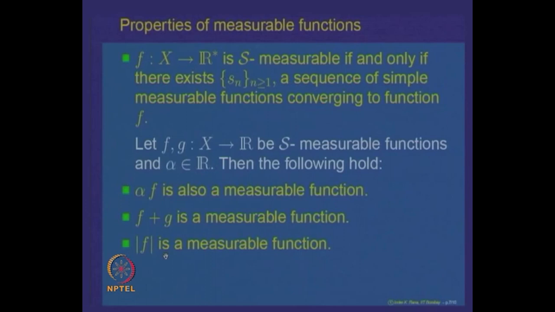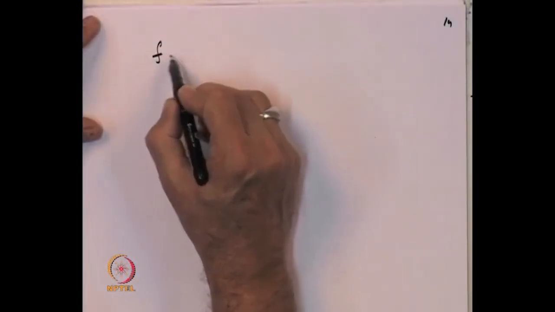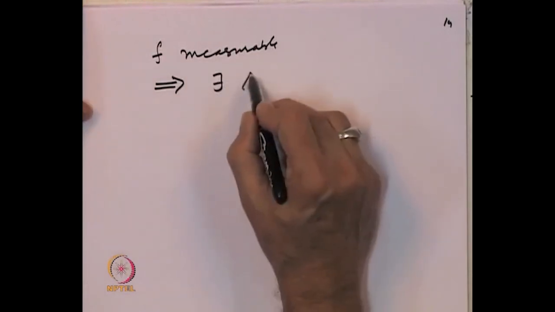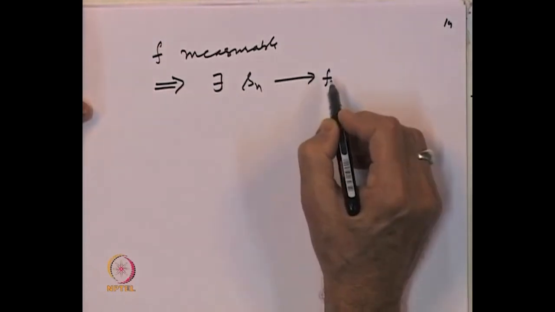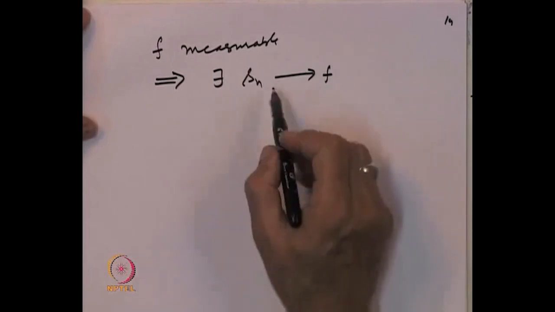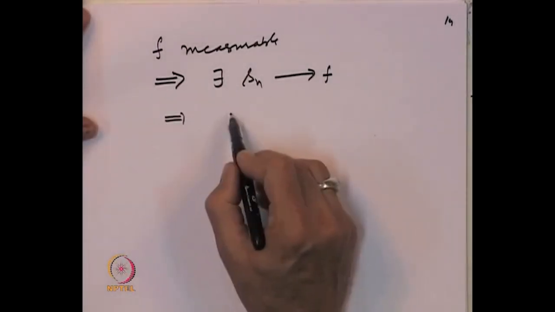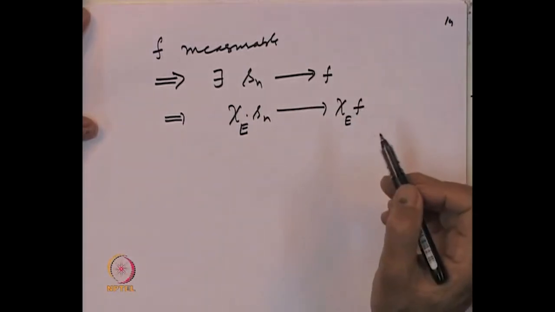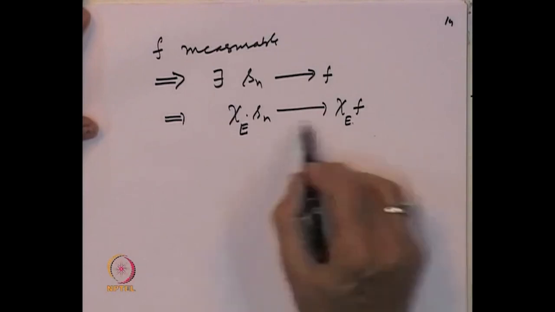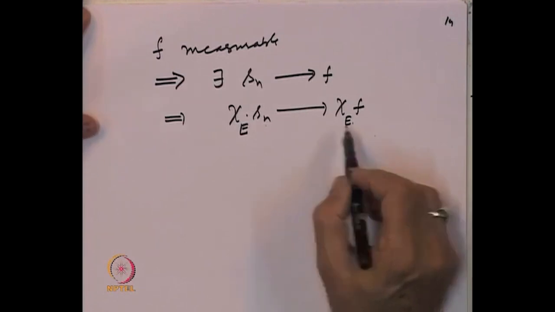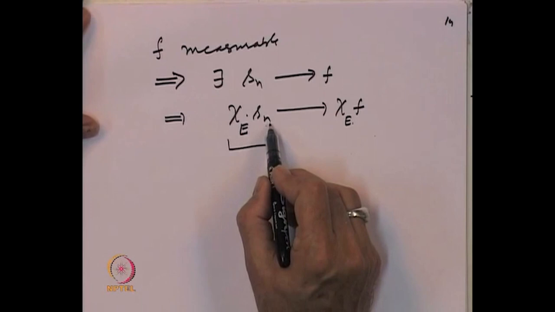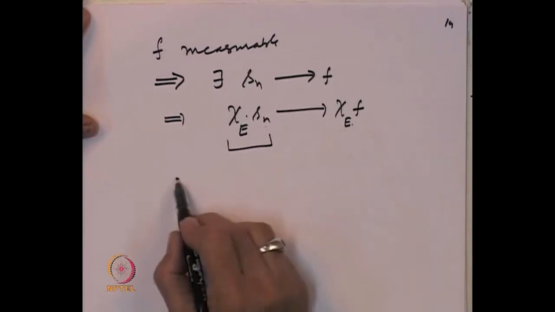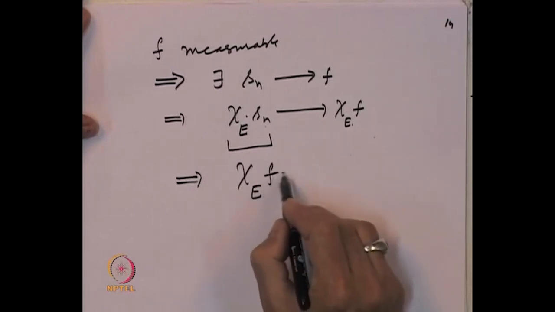So, once again we can take the help of the criteria just now proved: f measurable implies that there exists a sequence of simple measurable functions converging to f at every point. But once that is true, if S n converges to f, then chi E times S n will converge to chi E times f, because this remains multiplying by a function. This follows from the simple properties of sequences. And now, observe that if S n is a simple measurable function, then the indicator function of E times S n is also a simple measurable function. So, that converges to the indicator function of E times f, which implies that the indicator function of E times f is measurable.